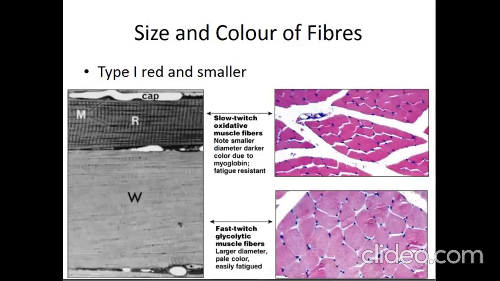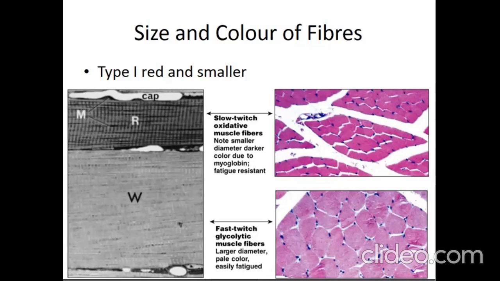So here are some pictures to give you an idea of what these fibers look like. Here on the left, we have a longitudinal section of a muscle showing both fiber types. We have our fiber type 1, which is a slow twitch, also known as red fiber. And we have our white fiber, which is the type 2, also known as fast twitch fiber. And on the right hand side, we have a cross section of the muscle.